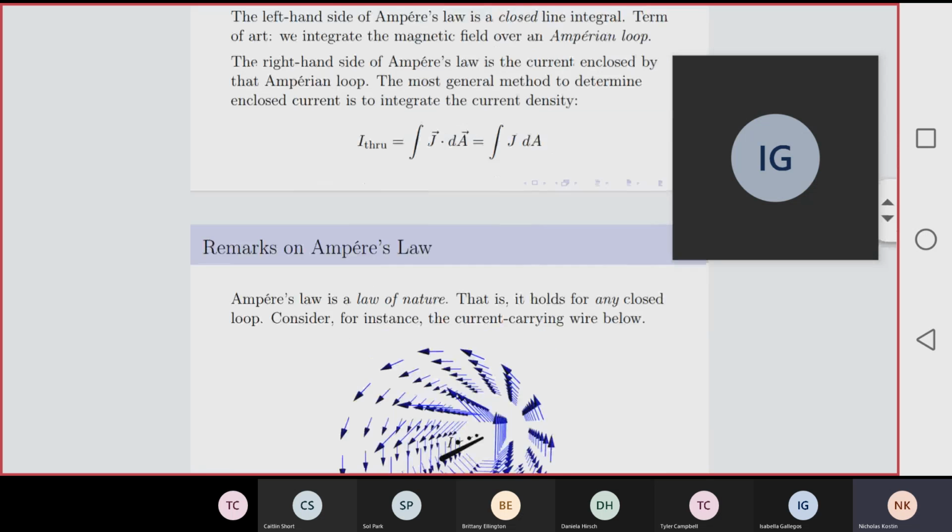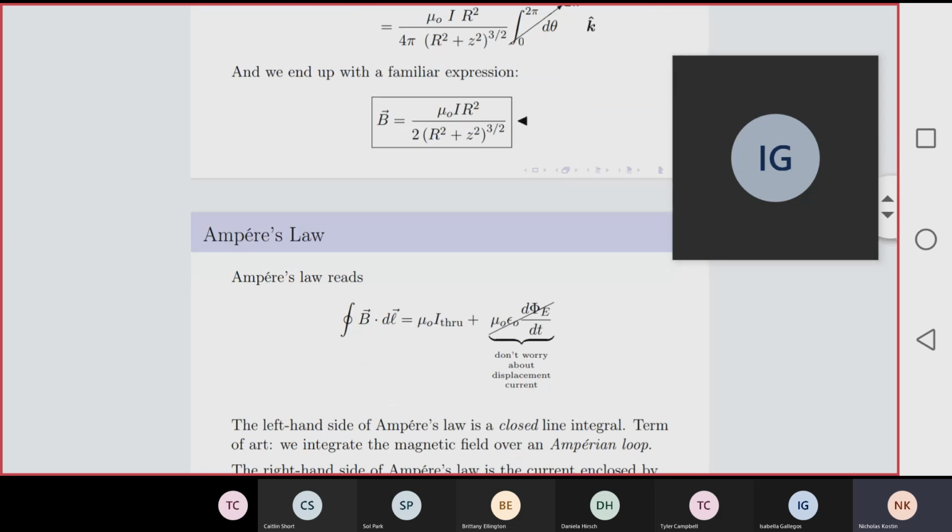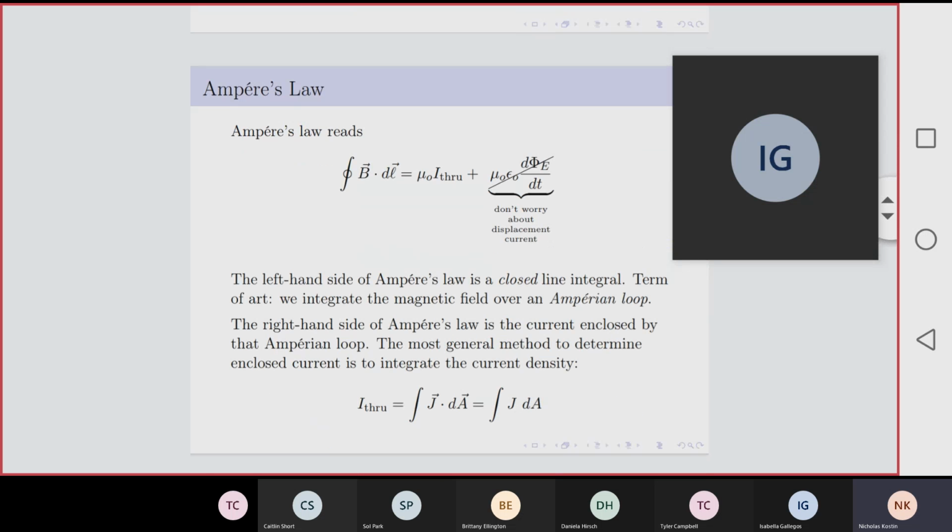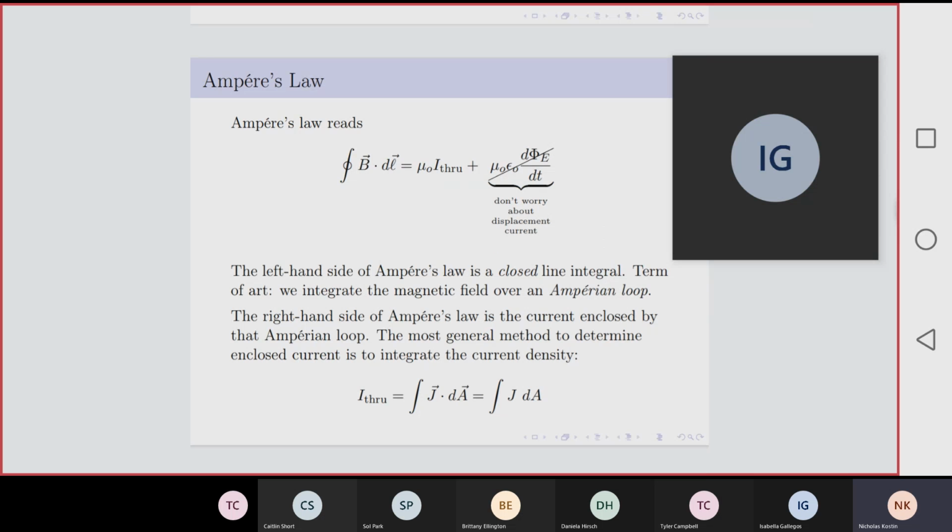Okay, the next big topic in block 3 was Ampere's law. Ampere's law, as it reads on the equation sheet, is the closed loop integral of B dot dl equals mu naught times I through. And then in block 4, we also learned about the displacement current term, but for block 3, that doesn't matter.